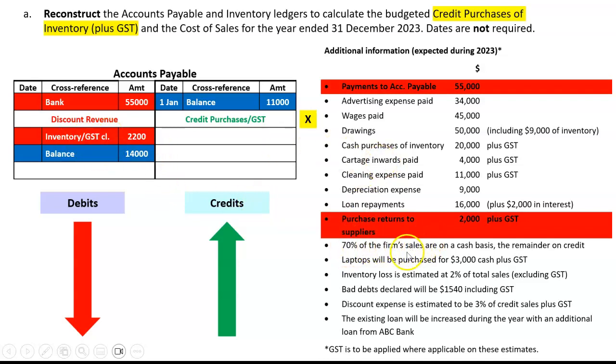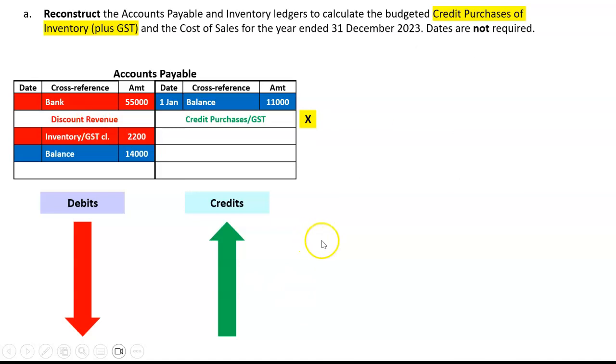70% of sales, we don't need that. Laptops, no. Inventory loss, no. Bad debts, that's not for this. Discount expense, no. I'm looking for discount revenue and something better loan. I'm done. So I'm done with all this information. So what happens now is, well, there's not going to be a discount revenue, so let's get rid of that.